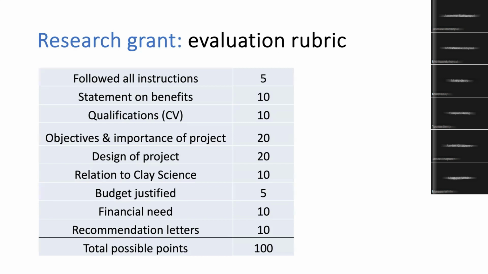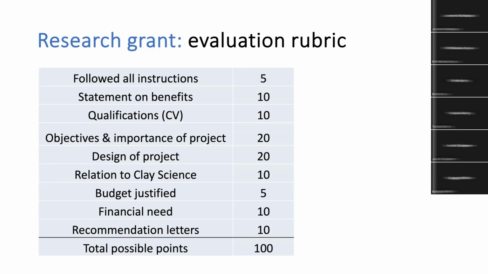Lately people have been better at following instructions, and please do, because some people forget to do some part of it. So there's a statement on how this will benefit you, and then your qualifications, objectives, and importance of the project. So this is in the research description itself: the objectives and importance, and then the design of the project, and the relation to clay science.